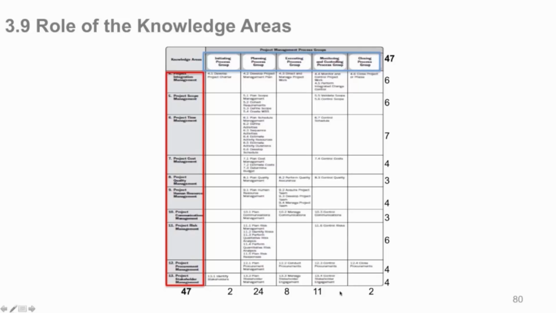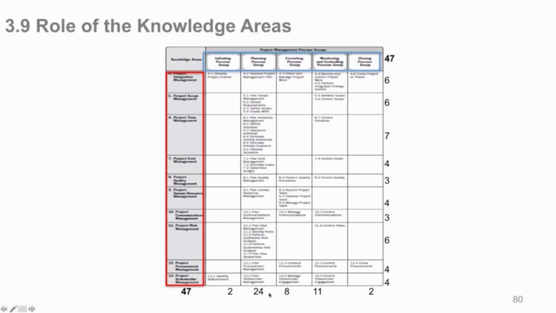One thing of interest, though, is these numbers on the right, which are the number of activities in each knowledge area. They're kind of even, 34, 34. Here's a 7, which shows time management has a lot more activities than communication management. But notice down here, the planning process group by far has more processes than any other process group. It has 24. Now, what does that say to you?